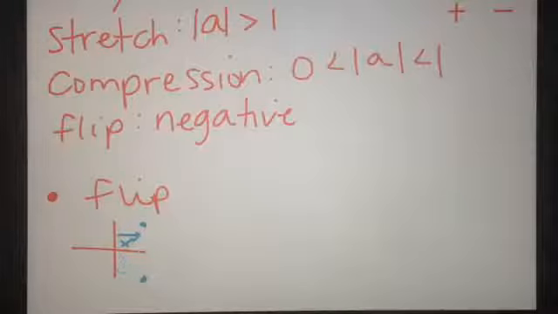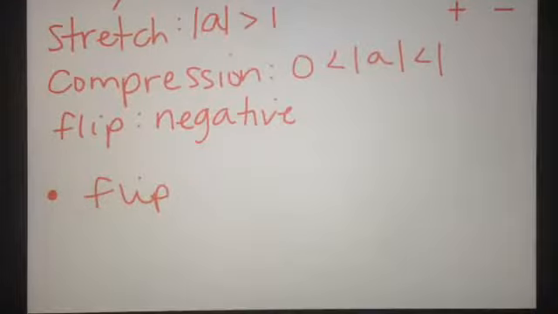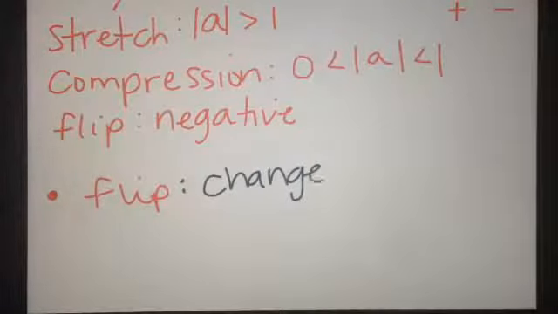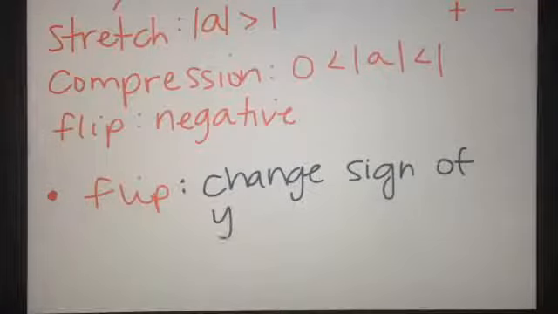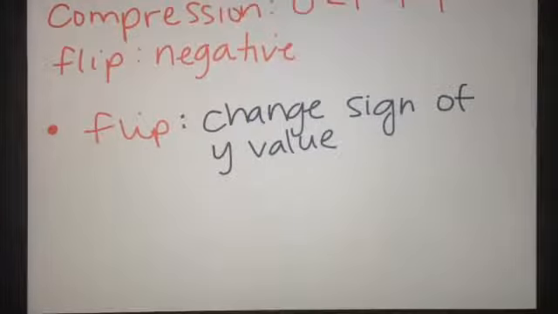The part about this that's actually different is the y value. Here the y value is going up, so it's a positive value. When I flip it, it's going down, so it has become a negative value. So when we flip points, the y value changes signs. So change sign of y value. That's what happens when you flip. So the x value stays the same, the y value changes.